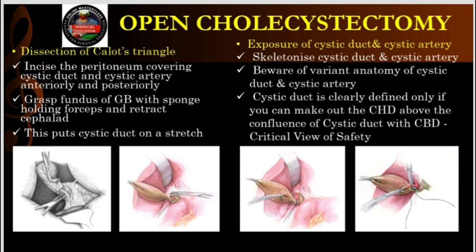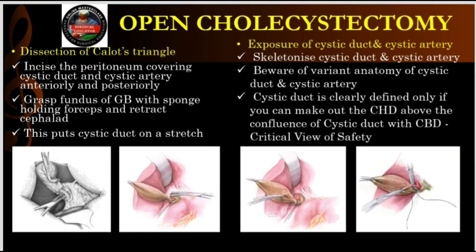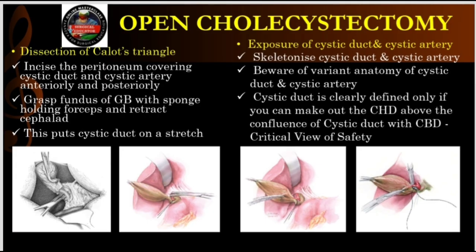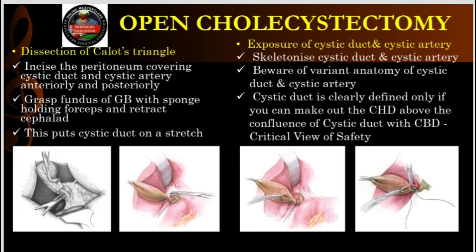Let's pull up slide 4. We are moving into section 3, navigating the danger zone. Here we go. The title of this slide is The Dissection of Callow's Triangle. The first operative step listed is to incise the peritoneum, covering the cystic duct and cystic artery, both anteriorly and posteriorly. Then you grasp the fundus of the gallbladder with sponge-holding forceps and retract it cephalad. And the slide specifically states this puts the cystic duct on a stretch.